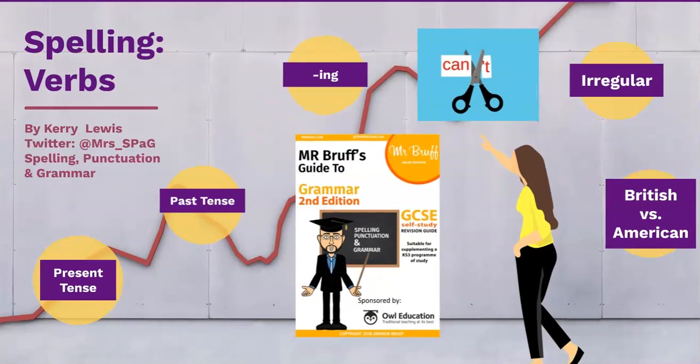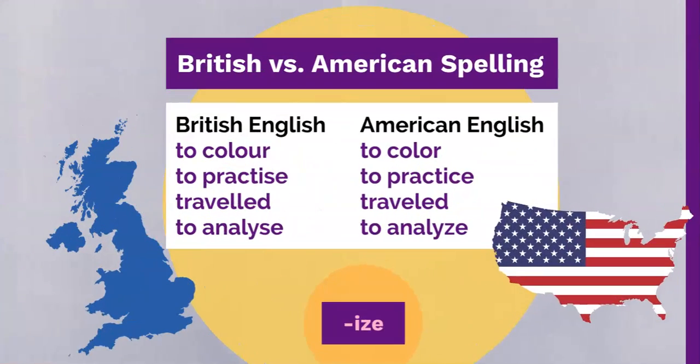Let's move on now to the final part of this PowerPoint, which is about British and American English spelling. With British English, if a verb ends with OUR, it's usually OR with American English. We say to practise with an S as a verb in British English, but in American English it's a C. As we know, we double that final L in travelled and travelling, but in American English there's one L.